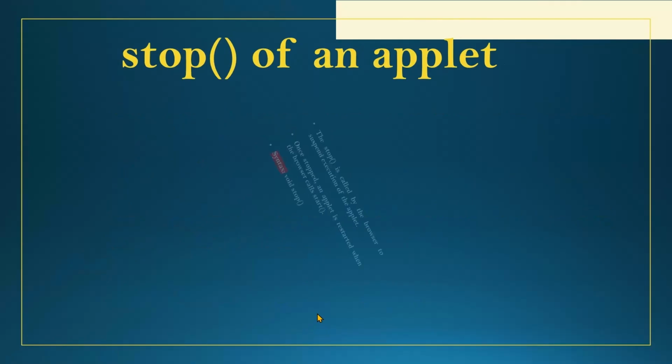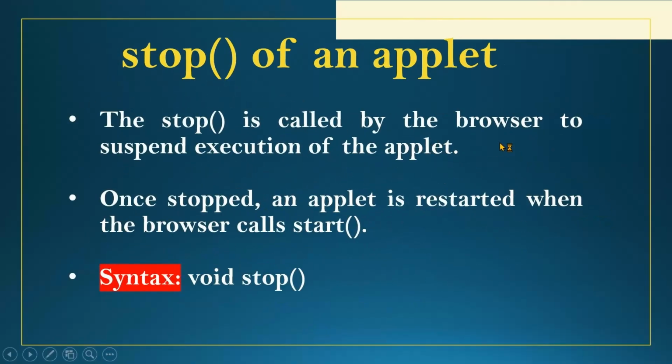Stop method of an applet. The stop method is called by the browser to suspend execution of the applet. So we are not completely destroying or terminating the application. We just suspend the execution of the particular applet for some time. Whenever you come back to the particular window, again the start method is called. Whenever you leave the browser, the stop method is called. Once stopped, an applet is restarted when the browser calls the start method again. So that is the reason I was saying these two are temporary methods, and the syntax of this method is void stop.